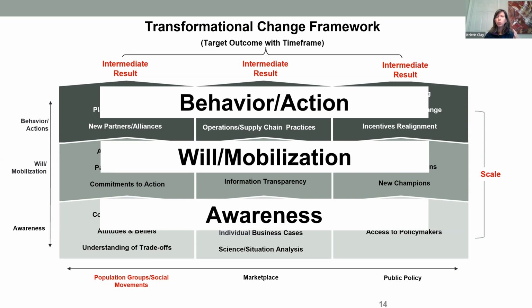It's not that we don't do it, but we aren't as explicit about how we are actually moving people to action. An example I always give is, I've read a lot about how to eat a healthy diet. It doesn't mean I do it. What is that will and mobilization piece that shifts me from everything I know and am aware of to actual change in action? Okay, so that's the framework.